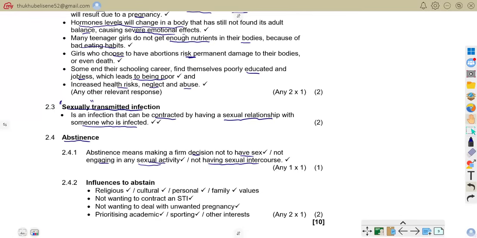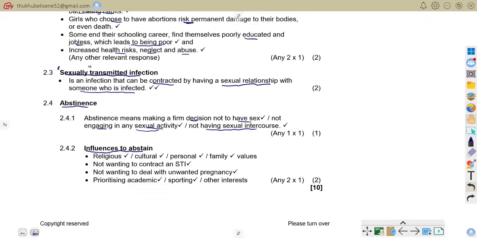So the other question was what influences those young people to abstain. Here are the reasons. They abstain because of religious, cultural, personal or family values. Also, they don't want to contract an STI, or to deal with unwanted pregnancy. Or sometimes they prioritize academic, sporting, and other interests. So they say, let us first finish our studies.